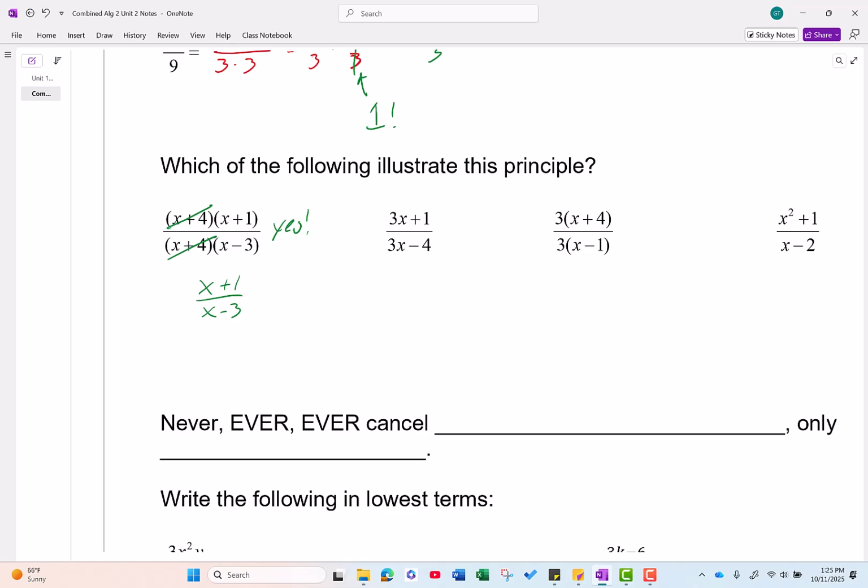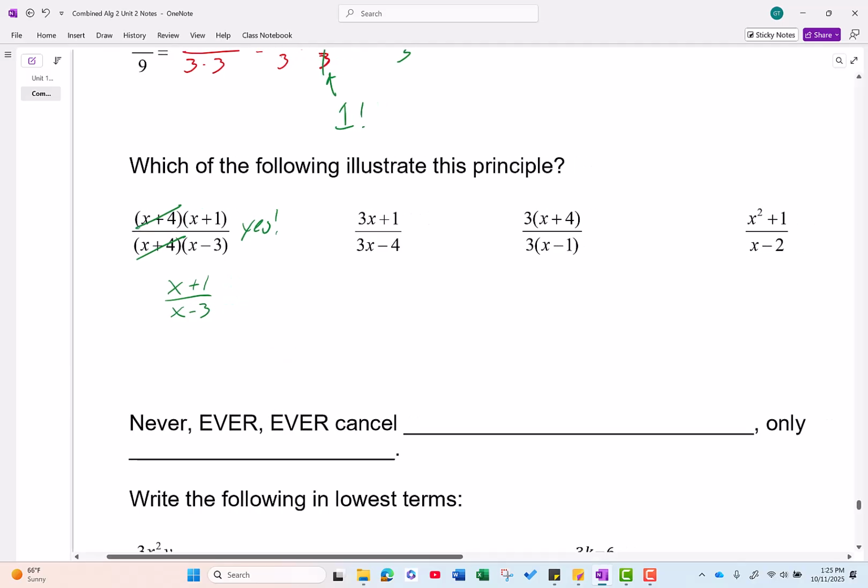All right, but what about this next one? I see that there's a 3x on top, 3x on the bottom. Can I just cancel them out? Think in your head, answer that question. Okay, the answer is no, I cannot.